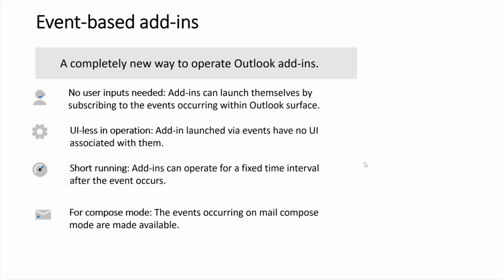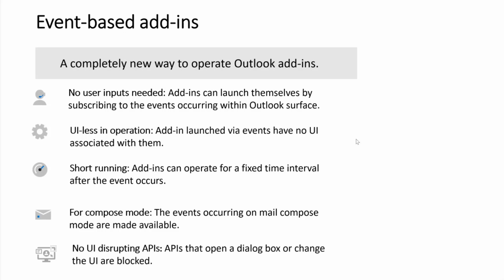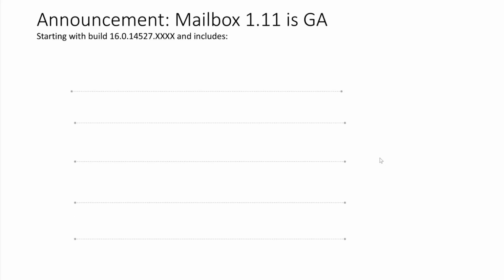They are for compose right now. So all the events that I'm going to talk about are in compose mode. We don't have this yet for reading. And finally, there's obviously going to be no disrupting UI, so everything is going to happen in the background. That doesn't mean that you cannot provide certain points at which users can interact with your add-in, but you cannot pop up dialogs and stuff like that. So what's included in the announcement? The announcement is that Mailbox 1.11 is GA, starting on the build that you see on the screen.